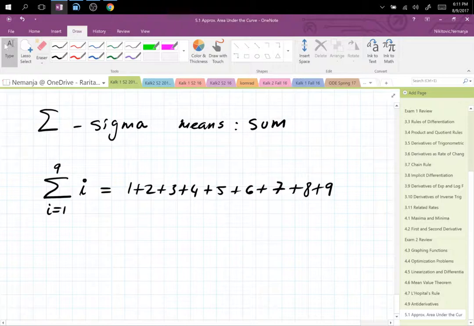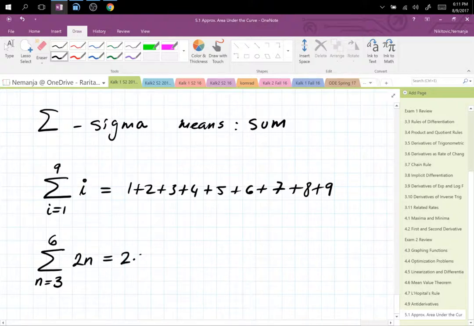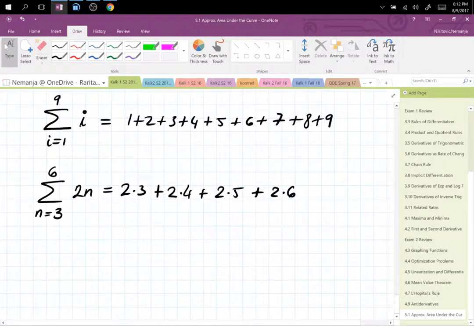But then we can actually have a formula that depends on the counter. I can use n. Let's say n starts at 3 and goes to 6. Let's say you have 2n. That's going to be 2 times 3 plus 2 times 4 plus 2 times 5 plus 2 times 6. So observe that this n is the one that clicks. This is discrete. It's used for computer science, obviously, but it's also used in electrical engineering and other engineering areas a lot.